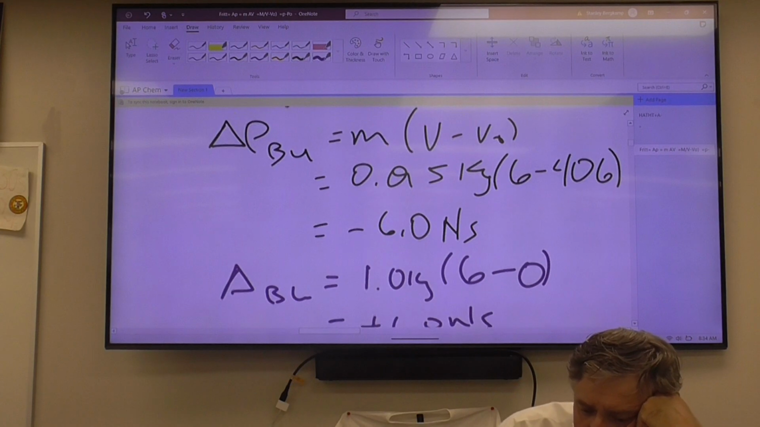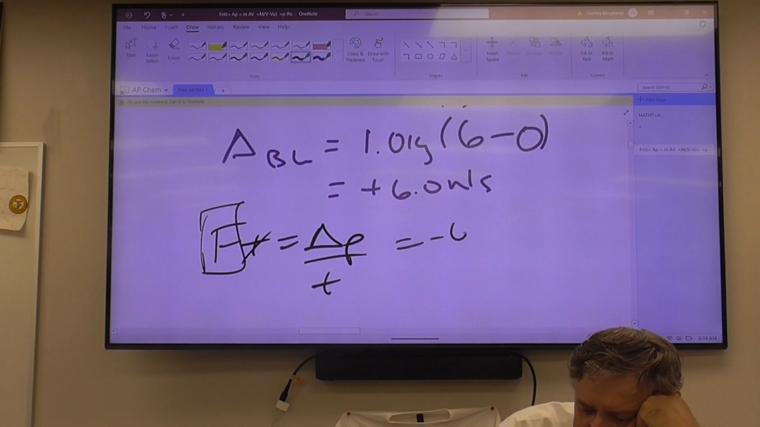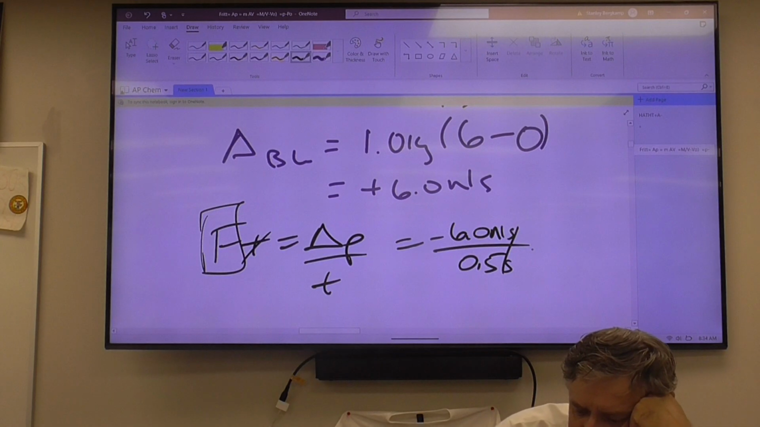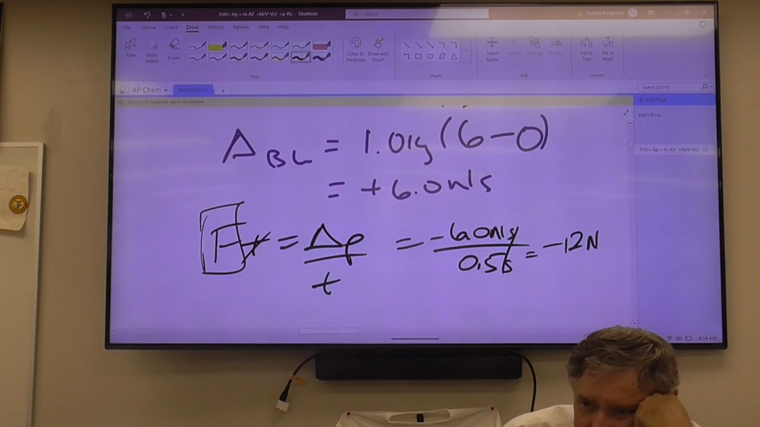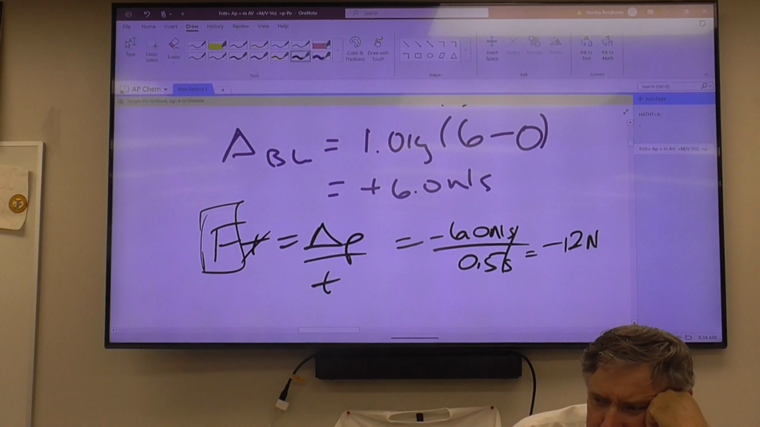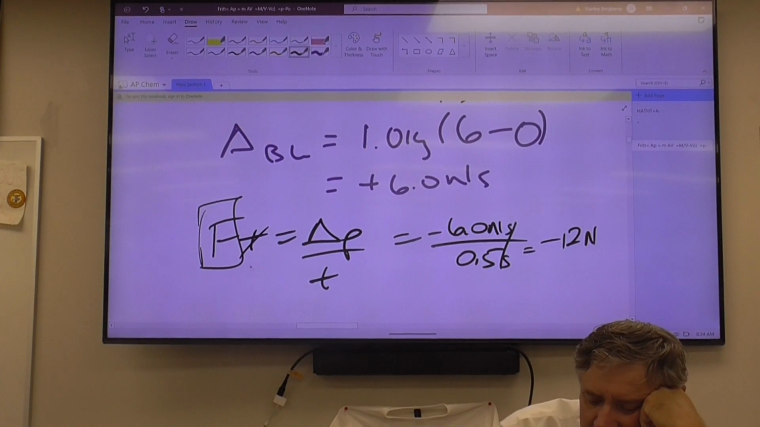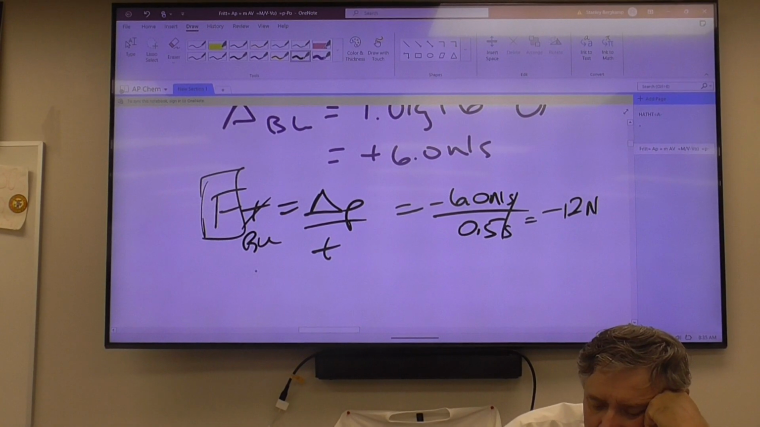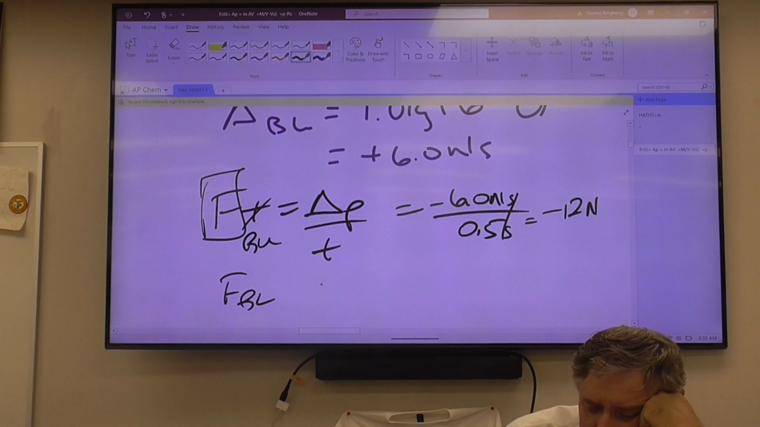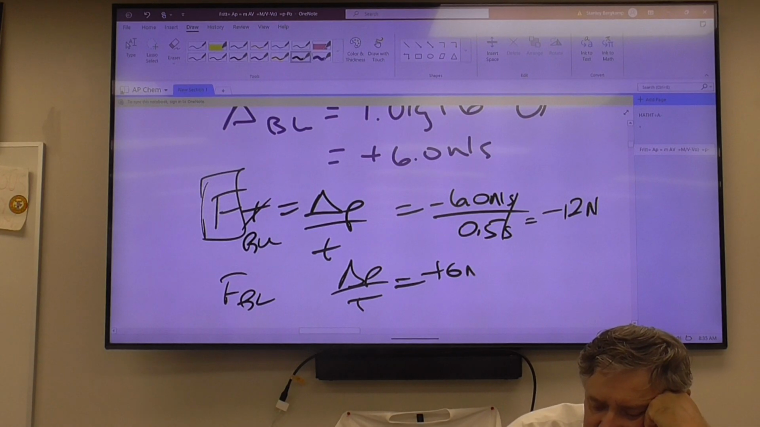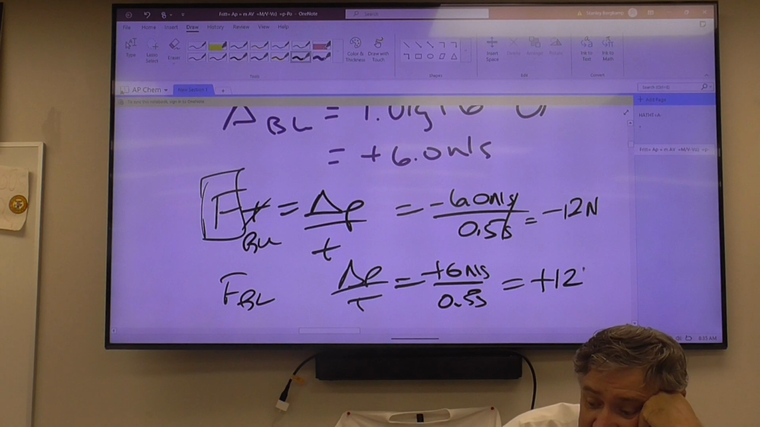So for the bullet, I'm going to take -6 Newton seconds and divide that by a half a second. The seconds are going to cancel out. I'm going to get -12 newtons. Okay? Now, that's for the bullet. What's the force on the block going to be? 12 newtons. Positive 6 Newton seconds divided by a half a second is going to get you 12 newtons.